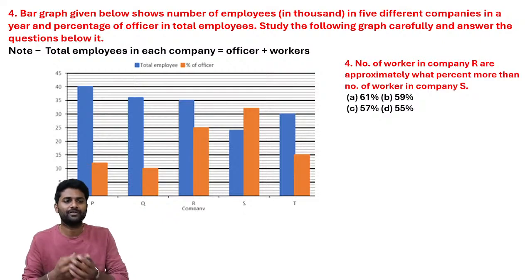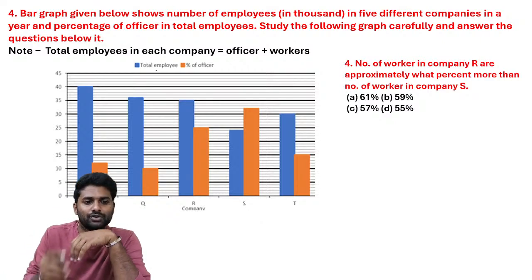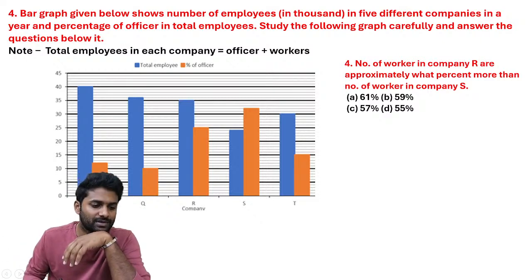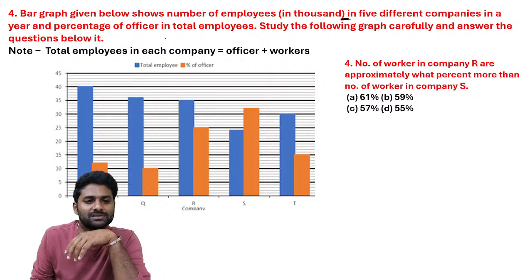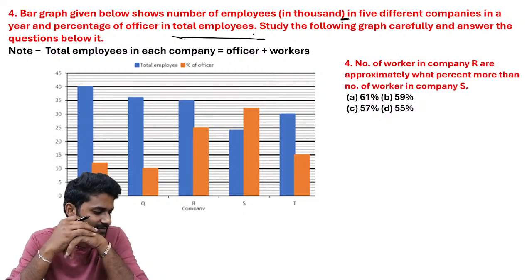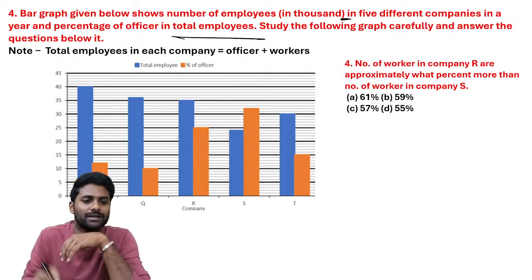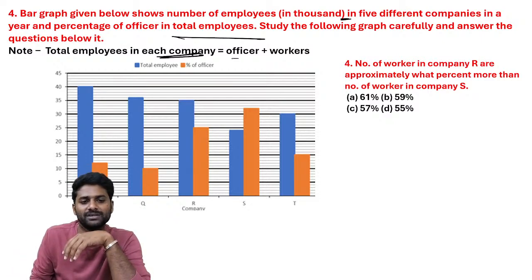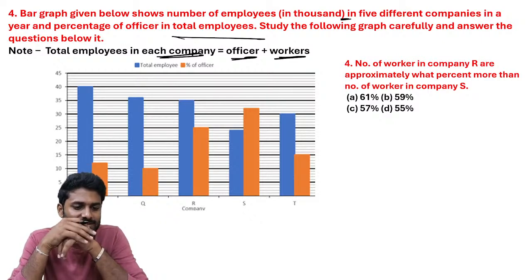Now see this question from graph data interpretation. The bar graph given below shows the number of employees in thousands in 5 different companies in a year, and the percentage of officers out of total employees. The number of officers is given in terms of percentage. Study the following graph carefully and answer the questions in the below note. The total number of employees in each company is the number of officers plus workers. If you analyze the sheet here, the companies are given in the x direction, and the number count is given in thousands and percentage in the y direction.